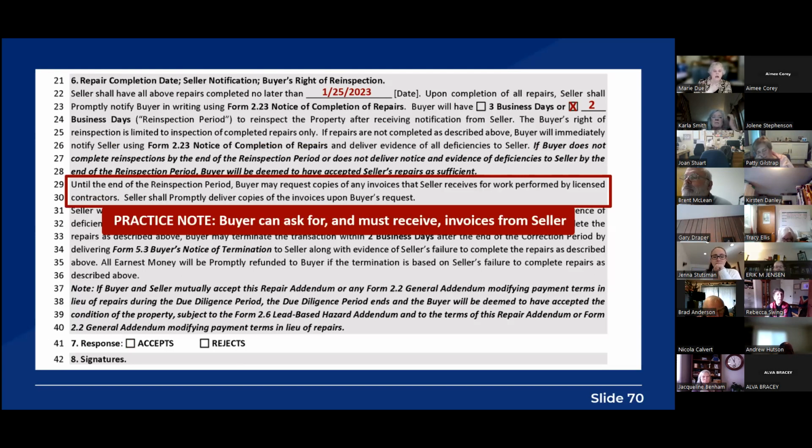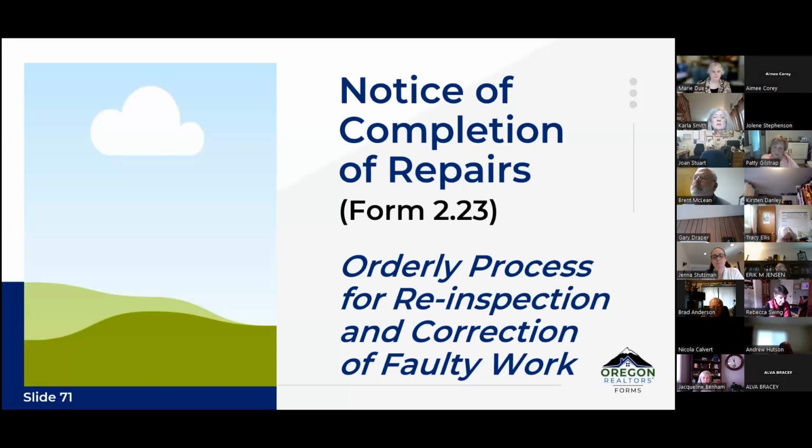I did skip one of the things: buyer can ask for and must receive, if requested, invoices from the seller. This is just best practices too. Give them the name of the roofer, give them the name of the plumber. So after they've moved into the house, they have the name of that contractor to go call and say, hey, you know my house, can you come fix this? So it is something that is written into the contract. Again, the seller doesn't have to automatically do it. The buyer must request. Let's go back here.